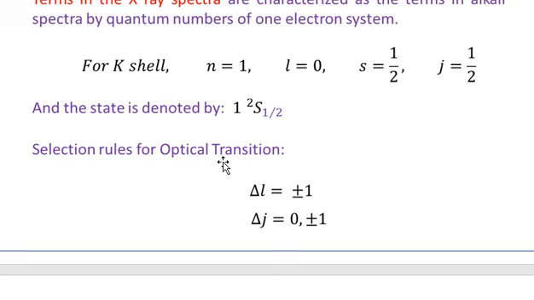Selection rules for optical transition. So you see that I am using the same selection rules as applicable to the alkali metal atoms, that is delta L is equal to plus minus 1 and delta J is equal to 0 plus minus 1. These will be the selection rules in order to explain the X-ray spectra.